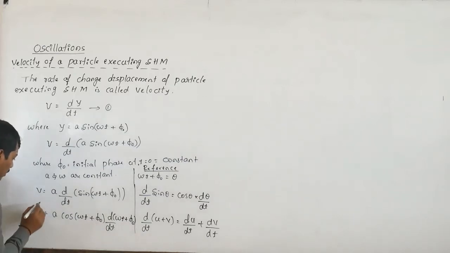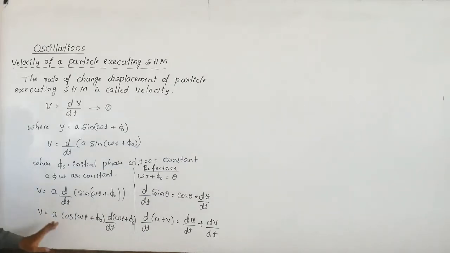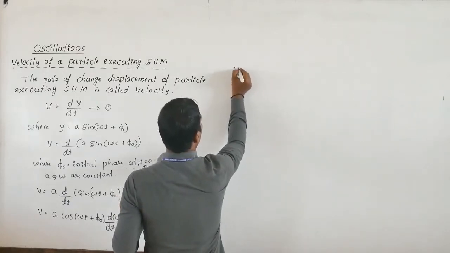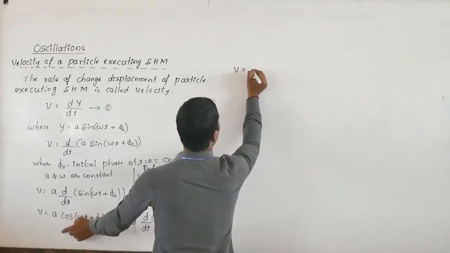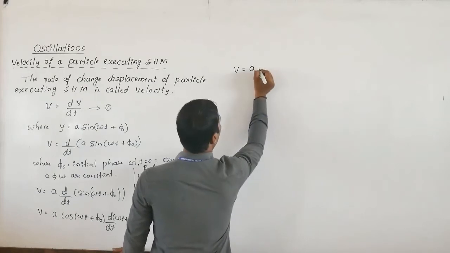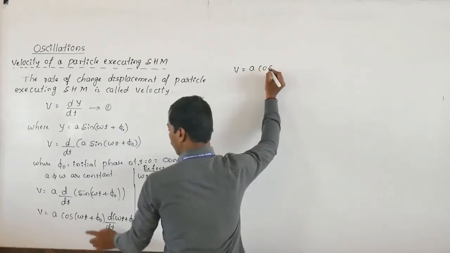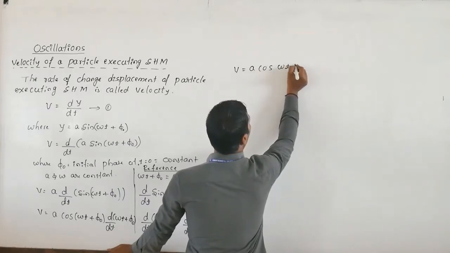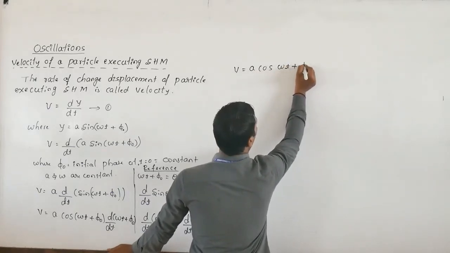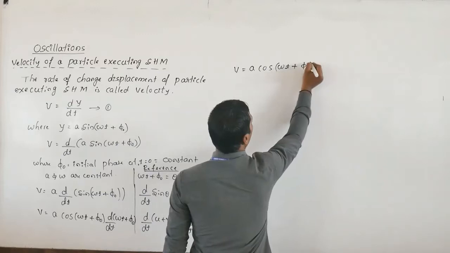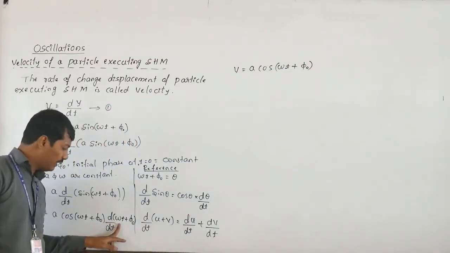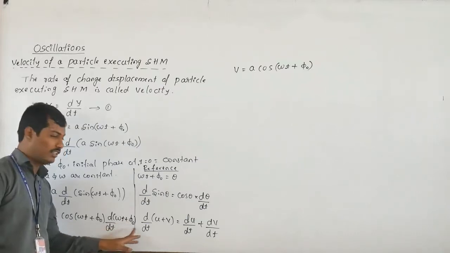Okay, this is the velocity. I will differentiate completely here. Now the velocity is equal to a into cos of omega t plus phi naught. This is one form. We have to write this. We have to differentiate this u and v separately here.